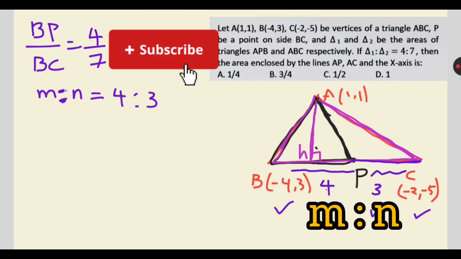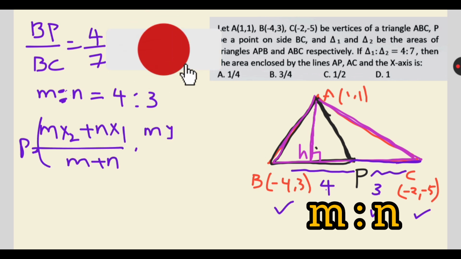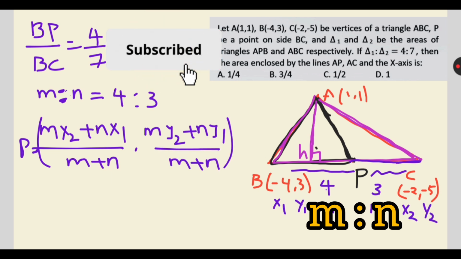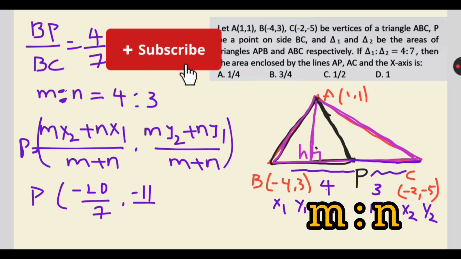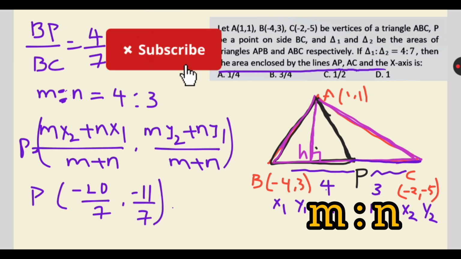We can use this formula, which is (mx2 + nx1)/(m + n), (my2 + ny1)/(m + n). After substituting all the points, we are going to get the P value as (-20/7, -11/7). This is our P point. Now what are they asking? They are asking the area enclosed by the lines AP, PC and the x-axis.